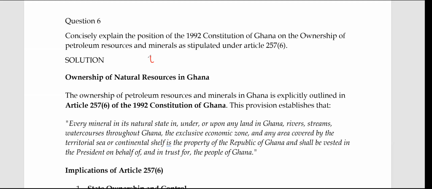So I said, every mineral, whether on land or under the water bodies of the country, in its natural state and exclusive economic zone, belongs to the people of Ghana. It has been entrusted as property of the Republic of Ghana.